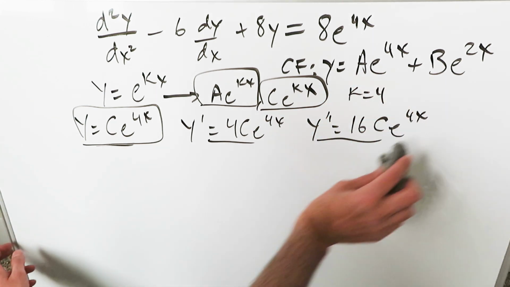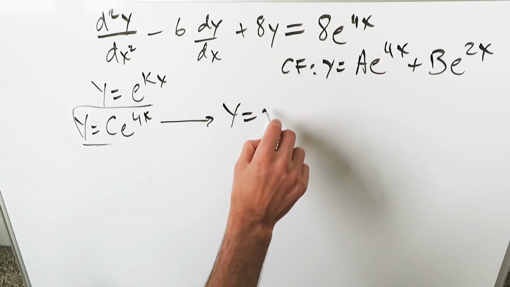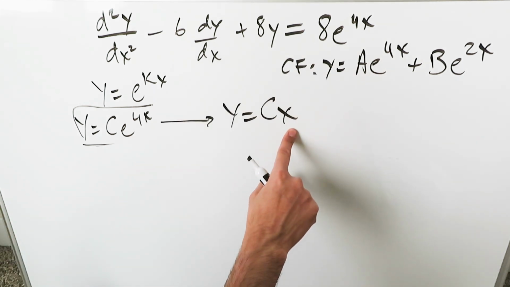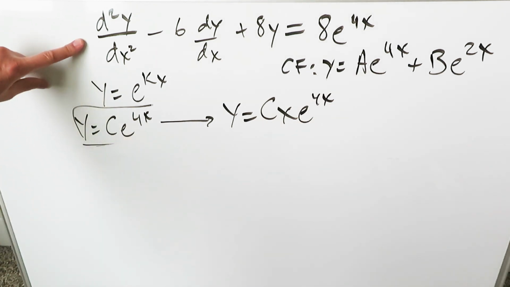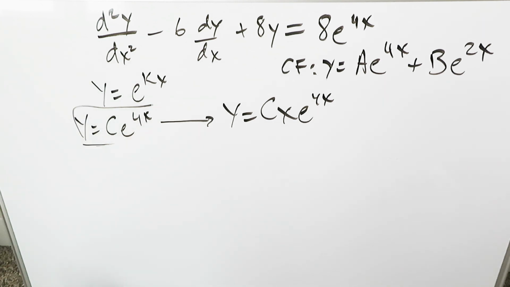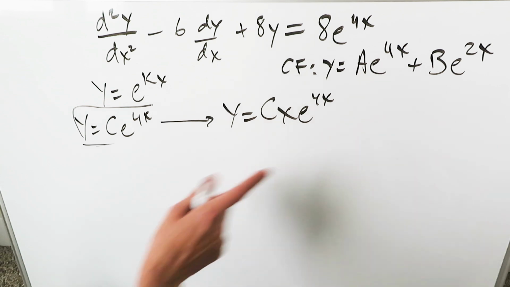You can't do that, so you have to change something. How will you address this problem? By nothing else other than bringing in an x: C x e to the power of 4x. Solving these type of equations is trial and error. The thing is, someone has already done the trial and error for us in the past and shown us that we can put an x over here and it solves everything through.